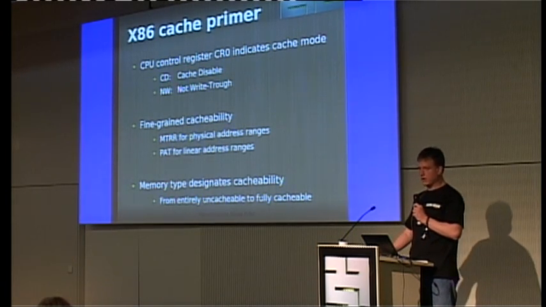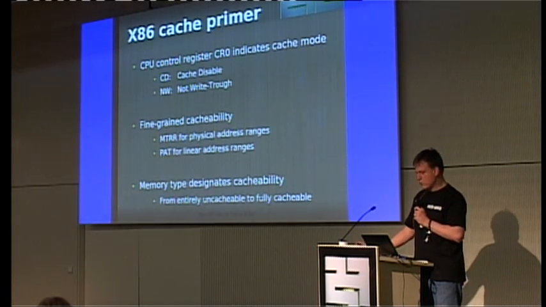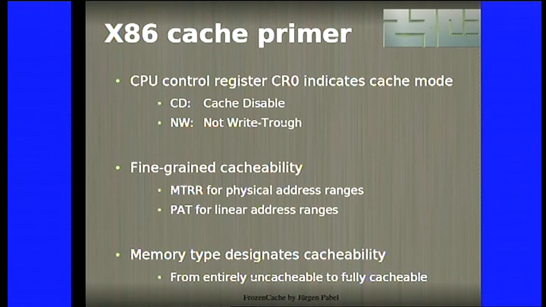So on x86, and this is mostly the same for 32 and 64-bit modes, you have a control register, CR0, which has a couple of bits that indicate the cache operating mode. One flag is CD, cache disable. When you activate this bit, it essentially prevents data from being loaded into the cache, whereas the other bit, not write through, is more or less a bit that manages how data will then be pushed out of the cache back into RAM. That's not entirely correct, but let's leave it at that for now.